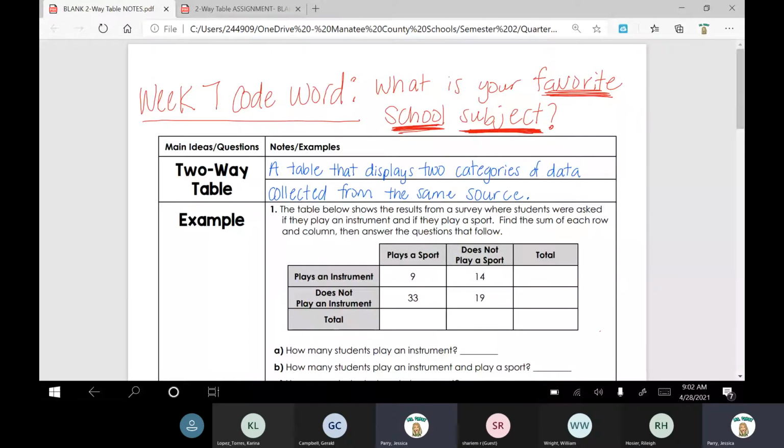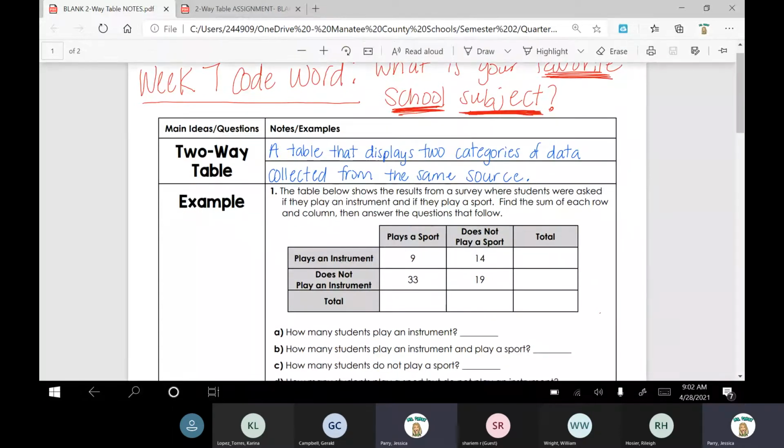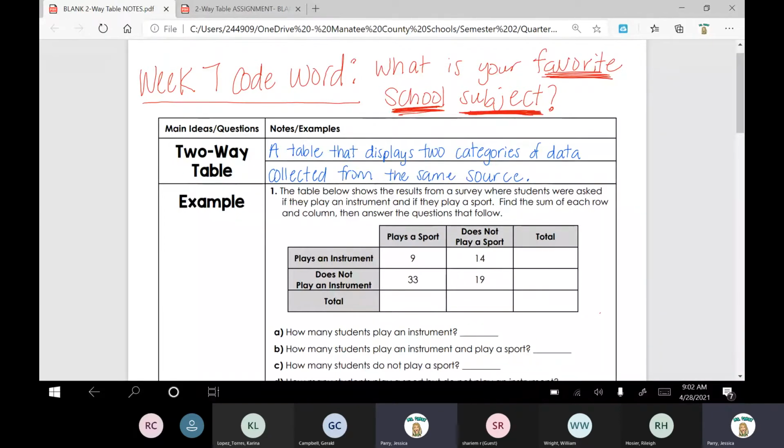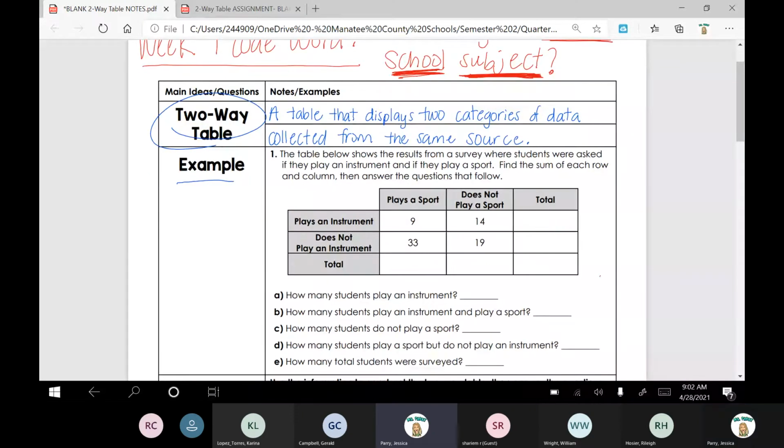So let's get started on our notes. We're taking notes today on two-way tables. And what is a two-way table? Let's answer that question first. A two-way table is a table that displays two categories of data collected from the same source. And we've got some examples here. Our first one, number 1.